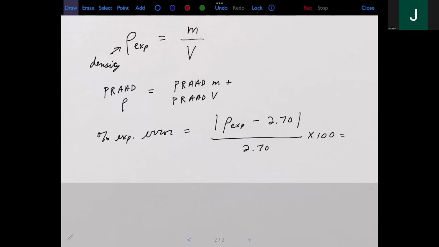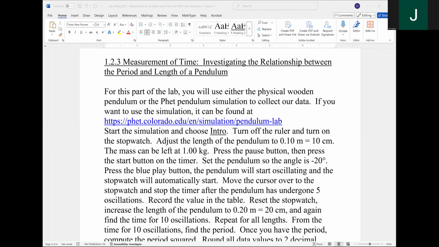Okay, so that will allow you to compute all those values that you need for that table at the end of question 11. And make sure you show me those three calculations in your group lab report. Okay, so that's it for the density of the aluminum cylinder.